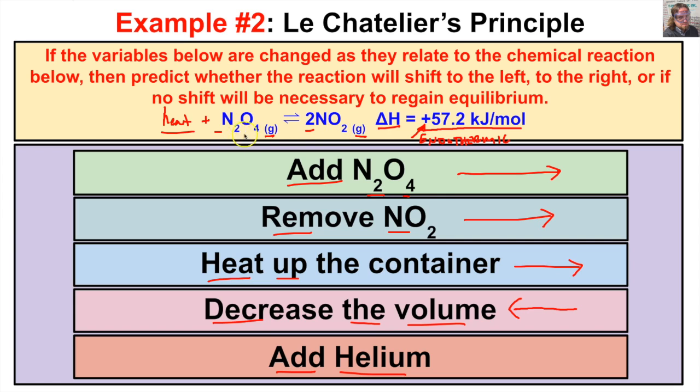The partial pressure of this gas and the partial pressure of this gas remain unchanged, even though the pressure of the entire system is increasing. So if we add an inert gas like helium to this system here, it's really not going to have an effect on the partial pressures of these two substances involved in this chemical reaction, and therefore no shift will be necessary to regain equilibrium, because it's not going to have an effect on this equilibrium at all.